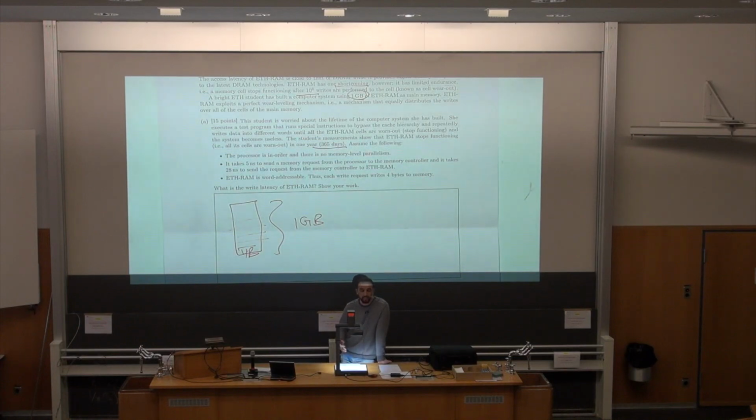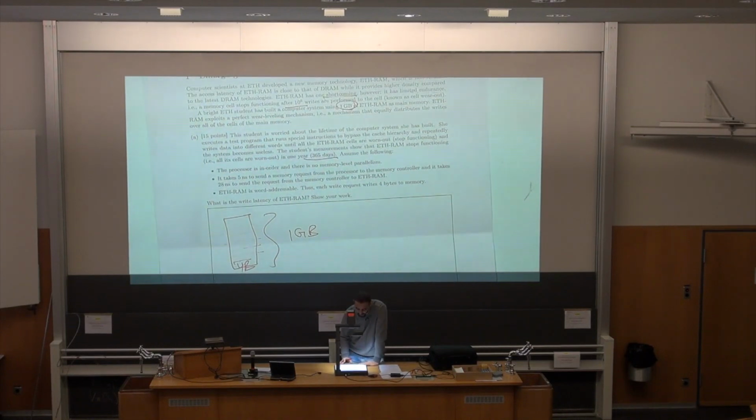And each row has many cells, and each cell will wear out after 10 to the power 6 write accesses to that cell. So basically the time to wear out the entire RAM is equivalent to how many rows and how many times you are able to access that row at most, plus the delay to send the write request to the RAM and the write latency.